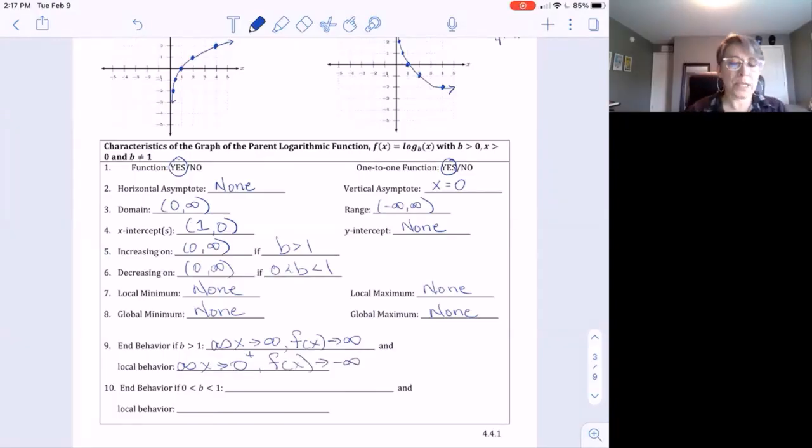It's going downwards. Number 10 talks about our base being between 0 and 1. And what's happening there as x is approaching infinity to the right, f of x is approaching negative infinity. It's decreasing slowly, but it is decreasing. Local behavior, so as x is going in the other direction, it stops there at 0. So as x is approaching 0, our function value is going upwards towards infinity.